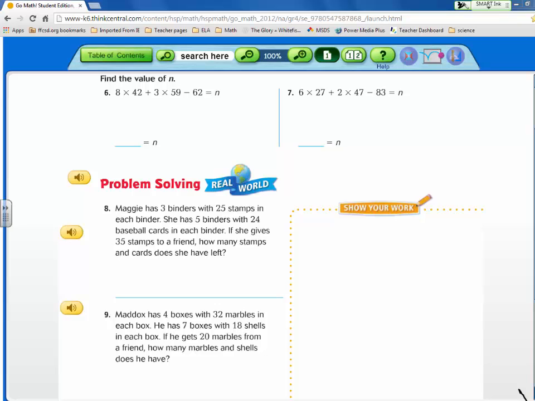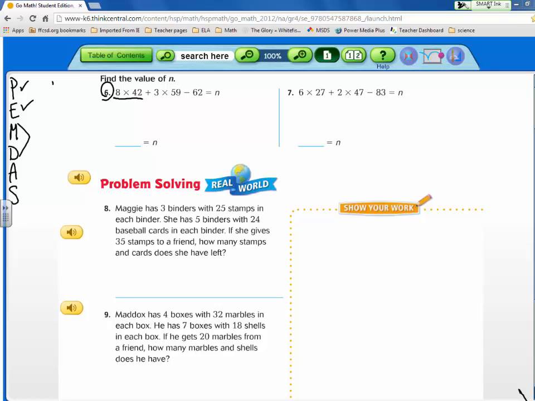Here in problem number 6, we're going to just focus on order of operations. So when we look at our order of operations, we remember our little sentence: please excuse my dear Aunt Sally. And that means first we look and see, are there any parentheses? There are none. So now we look for exponents. There are none. So we look and see, is there any multiplication and division? And there is. So we underline the problem that we're going to solve, and that's 8 times 42.